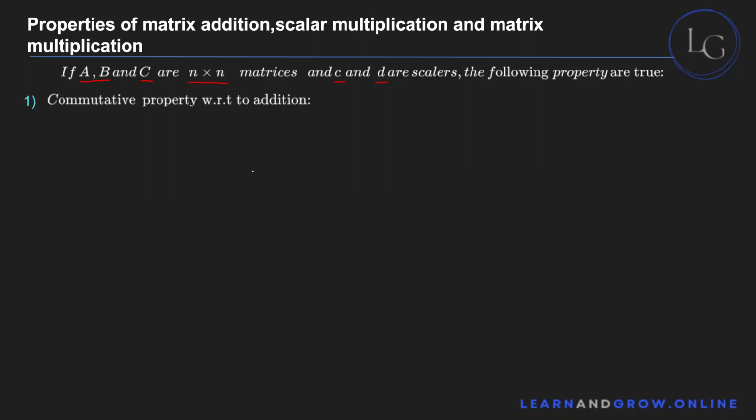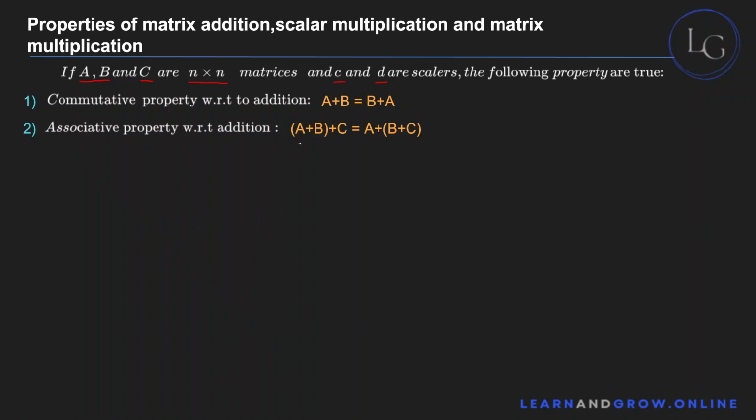Number one, the commutative property with regards to addition. Now it's simple. It just says that A plus B is equal to B plus A. So if you add two matrices A plus B, it is equal to, when you add matrices, B plus A. Simple. Now associative property with regards to addition.